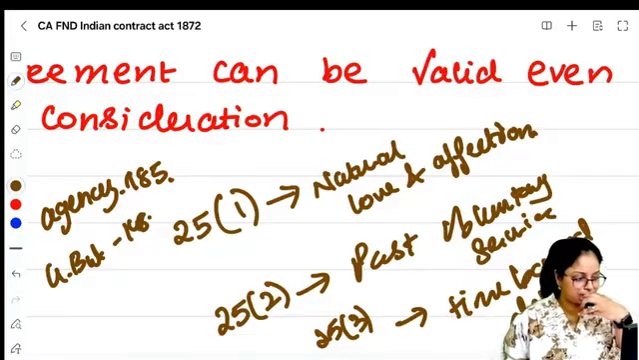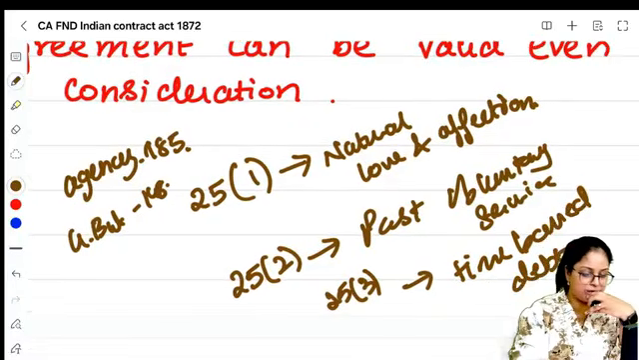Is it clear, people? Is it absolutely clear?